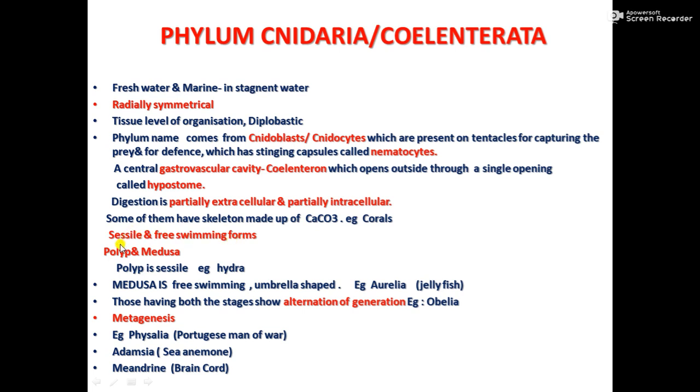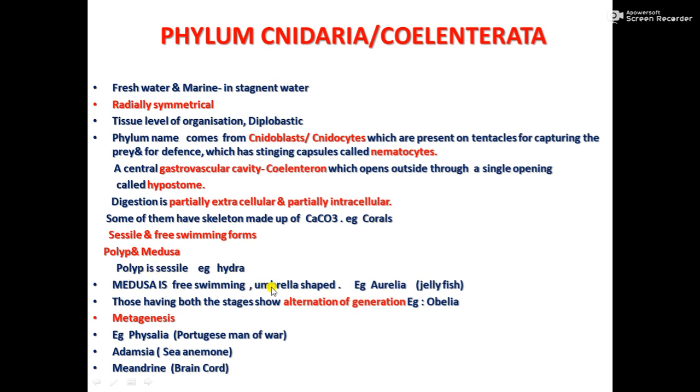The sessile forms are called polyp and the free swimming forms are called medusa. Some cnidarians have both forms. Again I will repeat, sessile forms are called polyp, that means they cannot move, they are fixed. Some are free swimming, they can move along with the water current; they are called medusa. I will show you the images. Polyp is sessile, example Hydra. Hydra has only the polyp form, there is no medusa form.